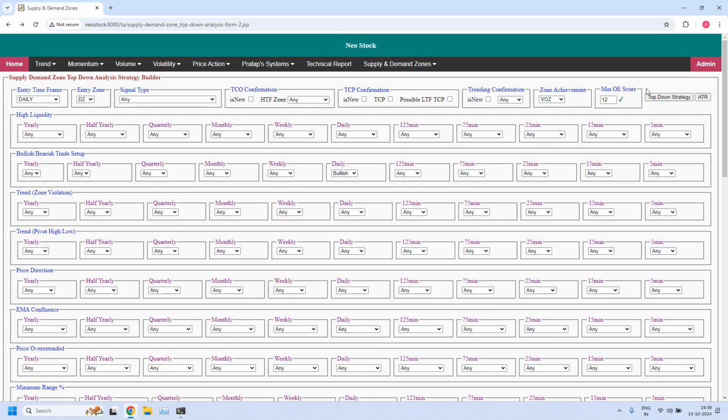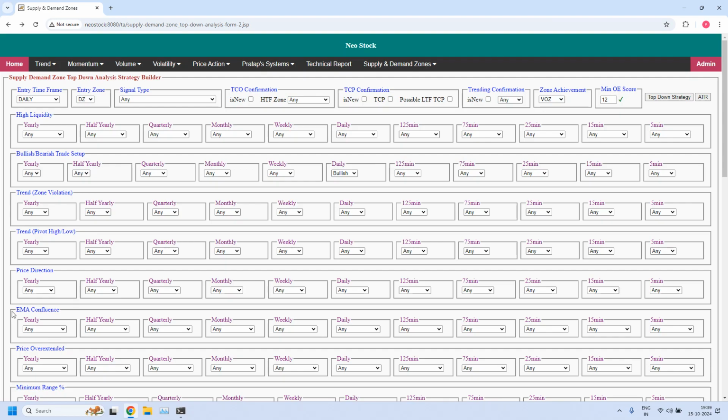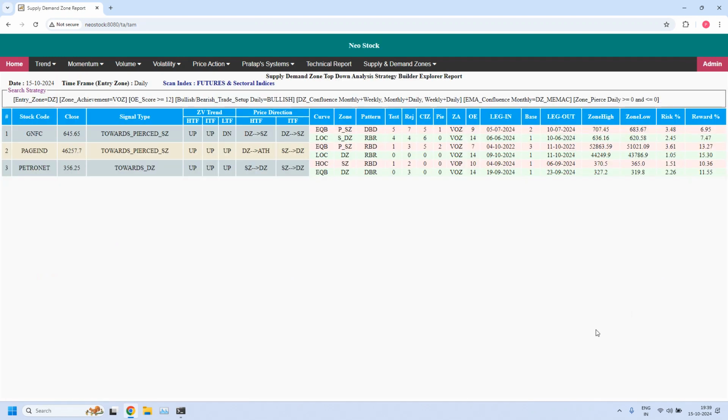With all the 3 filters, we can find LTF, ITF, HTF confluence. We got 6 stocks. All these 6 stocks currently support LTF, ITF, HTF confluence. That is daily zone is part of weekly, both together part of the monthly zone. And also monthly trend is up for all these 6 stocks. If monthly EMA confluence is there in any of these stocks, that is an even higher probability setup. So let's verify. So in the EMA confluence, monthly time frame, monthly demand zone with monthly EMA confluence. So these 3 stocks are filtered. So they are supporting high probability setup.